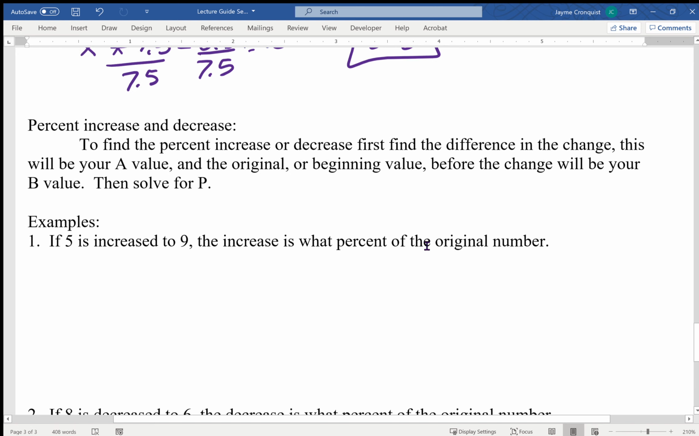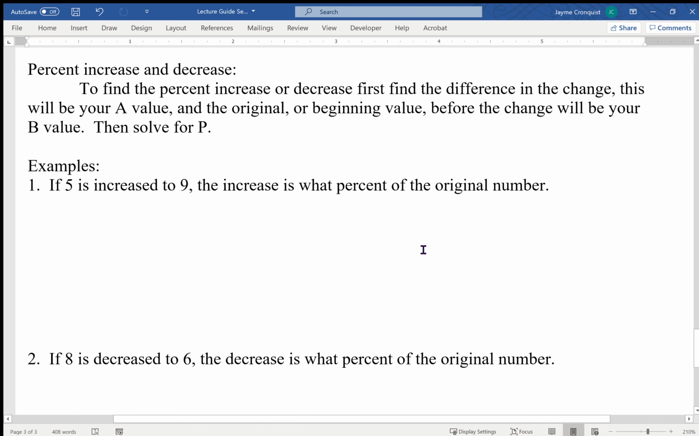All right, percent increase and decrease. To find the percent increase or decrease, first find the difference in the change. So what that means is, if you're looking for the percent of increase or decrease, you have to find out how much you increased or decreased, right? So you find how much you increased or decreased, and you put that. That's your A value.